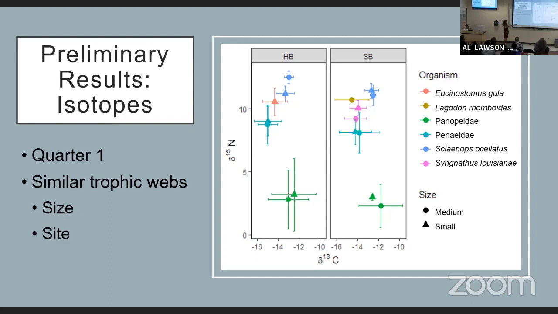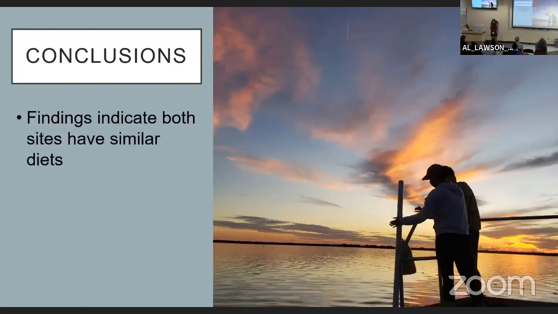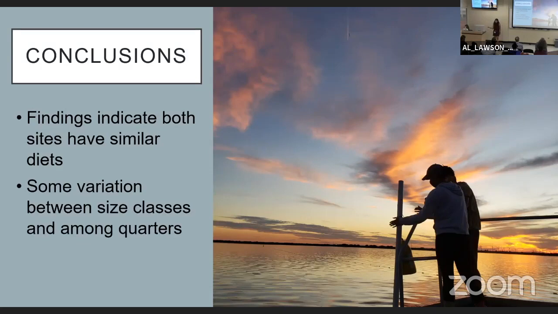The blue up there is going to be the red drum, and it's followed by the respective prey items. So you have the mud crab, which I showed as important, followed by shrimp, and then 2 different fish species. Just overall to conclude, both these sites do have similar diets, and we're seeing that again with the size classes as well, with some small variation between size classes and quarters, but again, they tend to be eating the same thing.